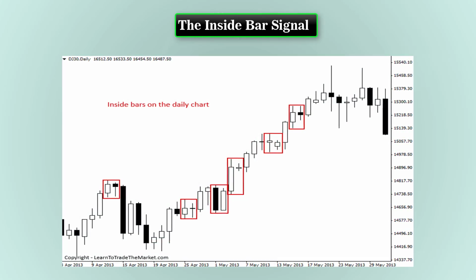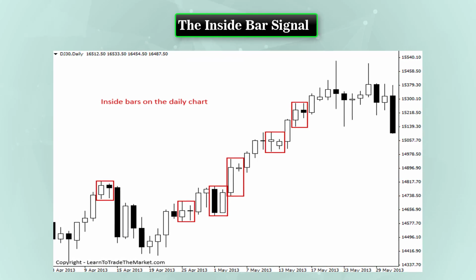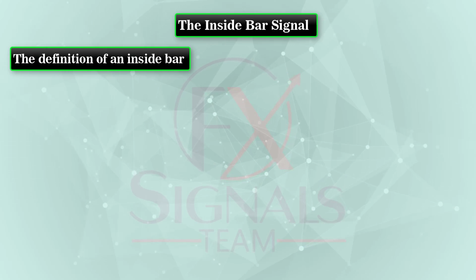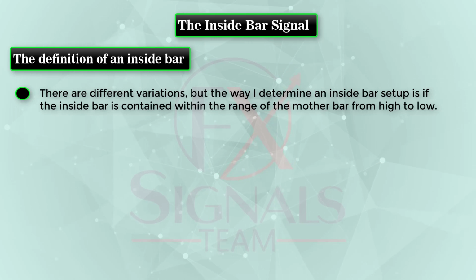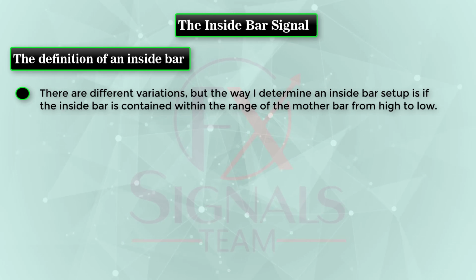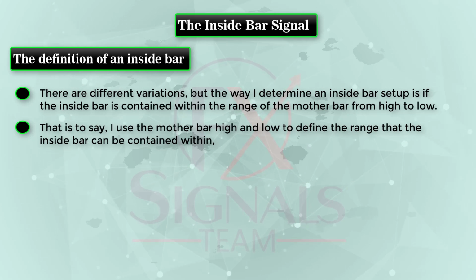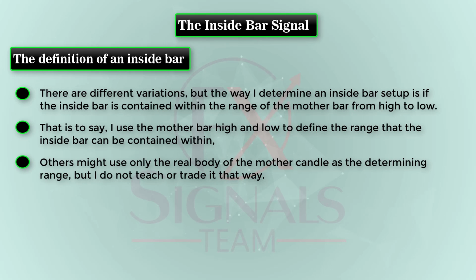Let's see the example of inside bar signal on daily chart. The definition of an inside bar. There are different variations, but the way I determine an inside bar setup is if the inside bar is contained within the range of the mother bar from high to low. That is to say, I use the mother bar high and low to define the range that the inside bar can be contained within. Others might use only the real body of the mother candle as the determining range, but I do not teach or trade it that way.